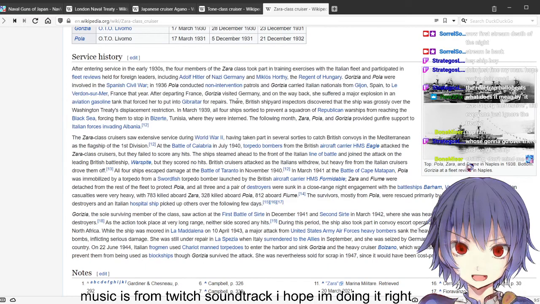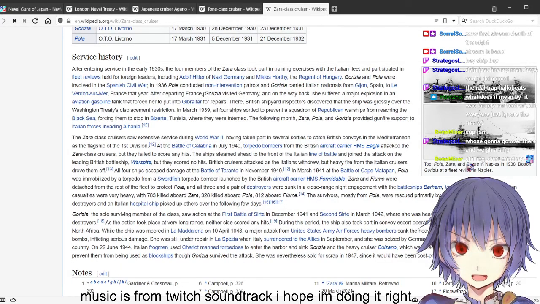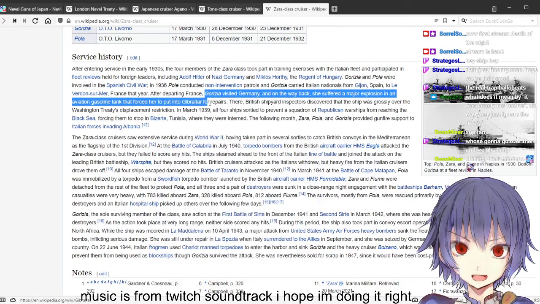Which one was the one that was found out? Okay, so the cruiser Gorizia visited Germany. On the way back, it had an explosion in an aviation gas tank for one of her float planes. That forced her to put into Gibraltar for repairs.